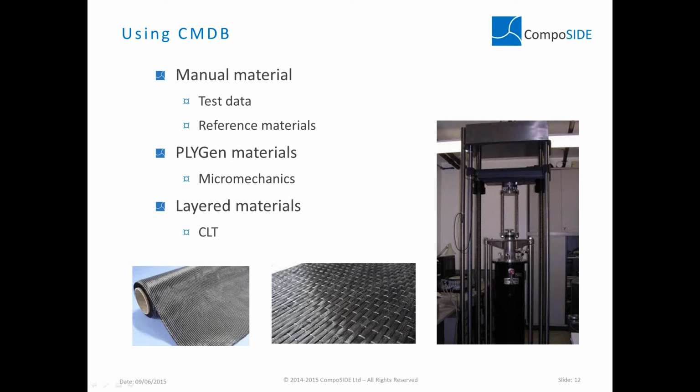So first of all, we are going to show you how to manually create material using potentially test data that you have and reuse certain reference materials. Then we'll jump into our micromechanical model called Plygen, which will allow us to create ply materials very quickly and efficiently. And then we also introduce you to the layered materials, which is quite a unique feature of CompoSIDE.